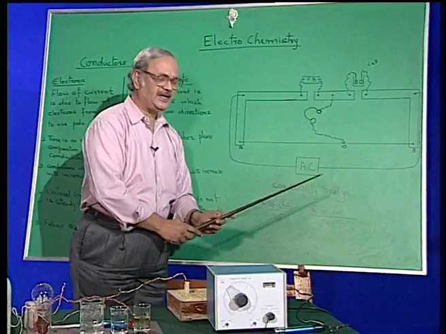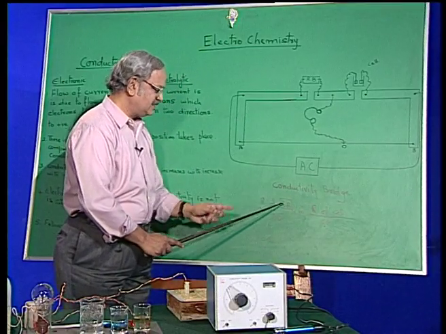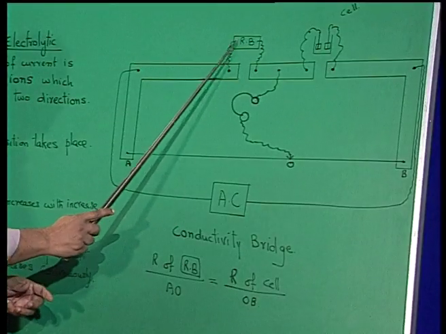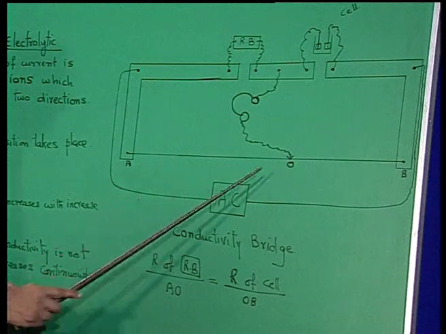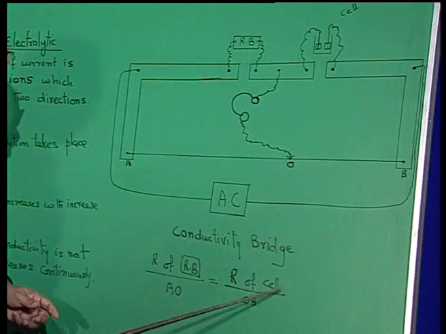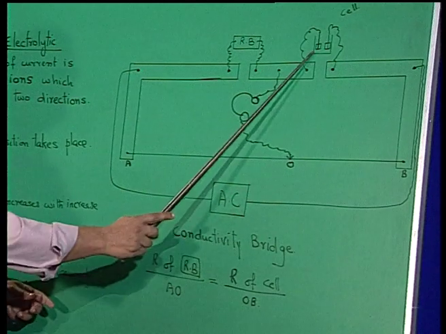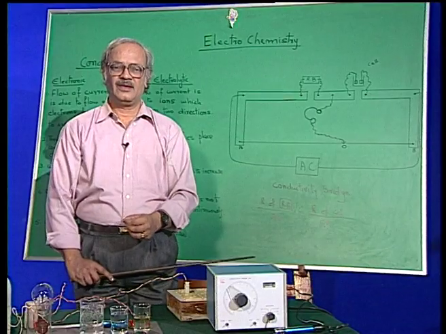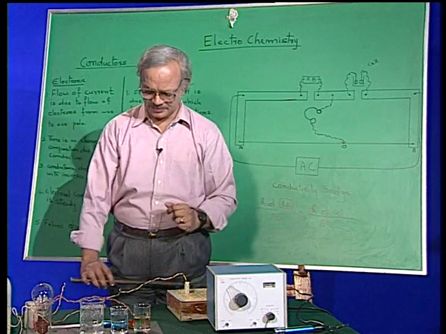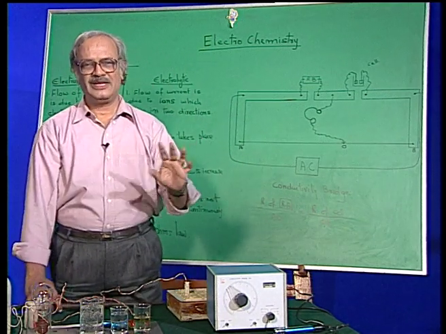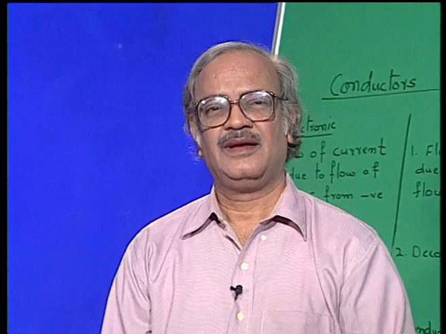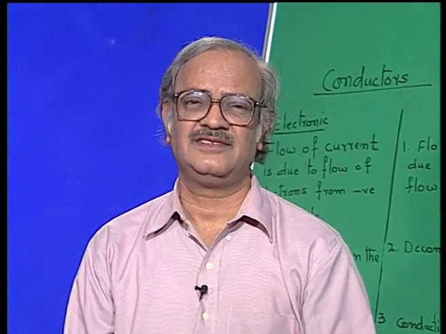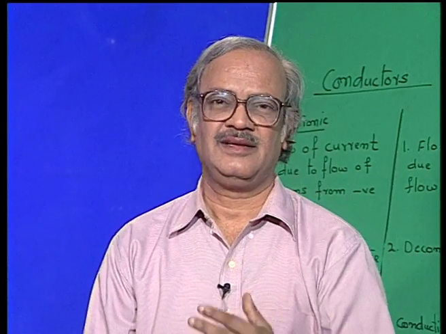Out of the 4 quantities, the resistance from the resistance box is known, AO length is known, OB length is known. From this, the resistance of the solution in the experiment can be determined. Once resistance is determined, we have all the other quantities that follow. The reciprocal of resistance, 1 by R, is the conductivity.